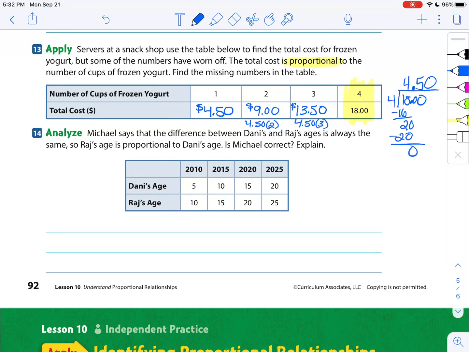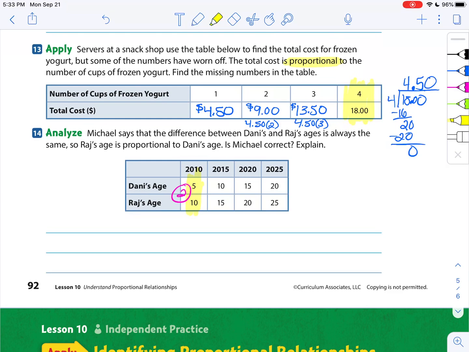Michael says that the difference between Danny and Raj's age is always the same, so Raj's age is proportional to Danny's age. Is Michael correct? And explain. When you take a look at the table below, you can see the ratio of Danny's to Raj's age on any given year. When we look at our first ratio of 5 to 10, we know that 10 divided by 5 equals 2.